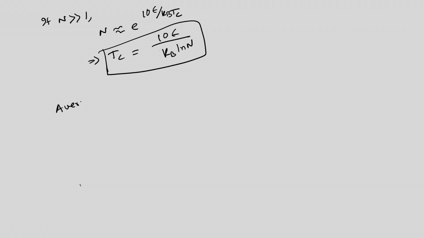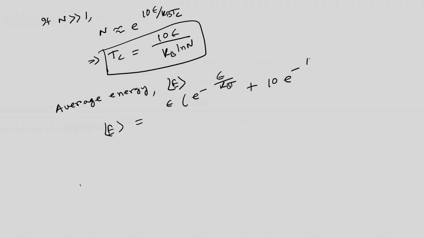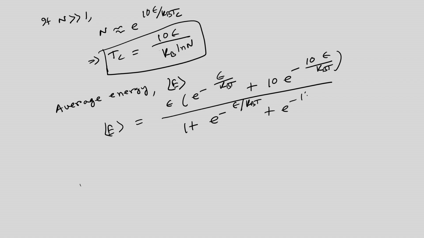So, the average energy, now we calculate the average energy, if we say this is E average. So, E average is epsilon times e to the minus epsilon by kBT plus 10 epsilon times e to the minus 10 epsilon by kBT, divided by 1 plus e to the minus epsilon by kBT plus e to the minus 10 epsilon by kBT. This is very easy to do. So, you consider the partition function. Once you get the partition function, you differentiate it with respect to temperature or beta at constant N and V, and you get the average energy, and this is the average energy expression.